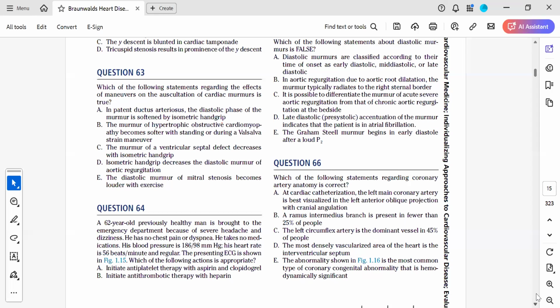Question 64. A 62-year-old previously healthy man is brought to the emergency department because of severe headache and dizziness. He has no chest pain or dyspnea. He takes no medication. His blood pressure is 186/98. His heart rate is 56 beats per minute and regular. The presenting ECG is shown in figure 1.15. Which of the following actions is appropriate?